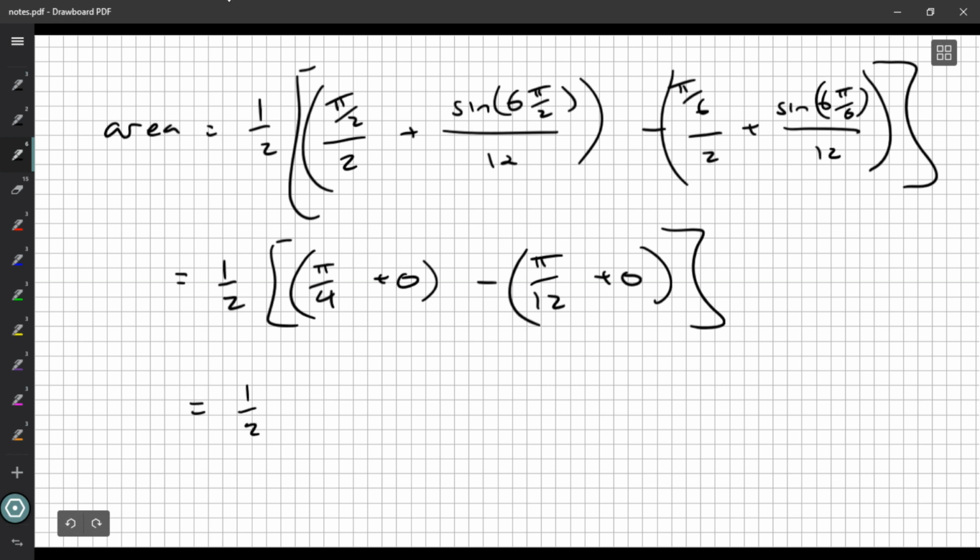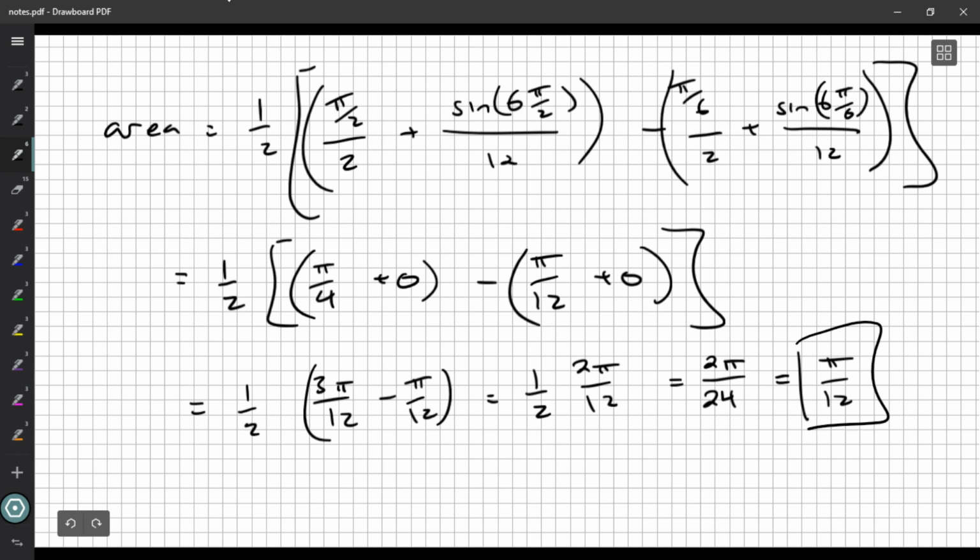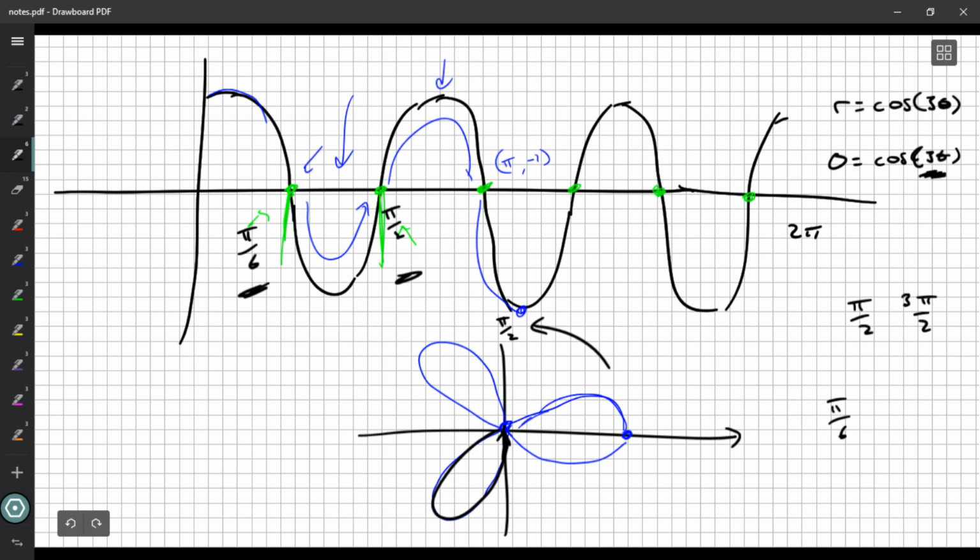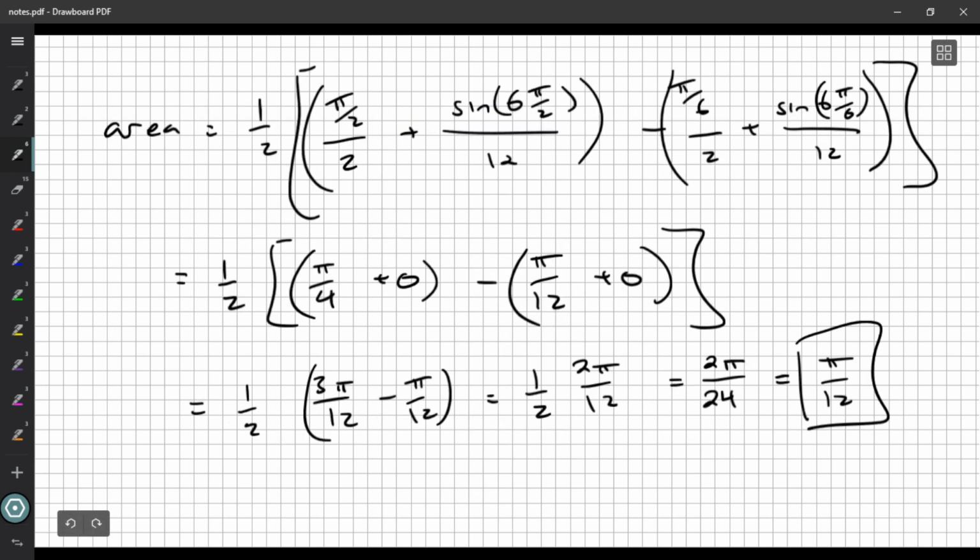So I've got 1/2 times pi by 4 minus pi by 12. I'm going to write it as 3 pi by 12 minus pi by 12. And so that'll be 1/2 times 2 pi by 12, or 2 pi by 24, or you just say pi by 12. And so that's the area of exactly one of those petals. This one down here, but they're all going to be the same because it's all the same sort of hill or valley, just shifted around a lot. And you can check the other ones can be done in the same manner. So our answer here is just pi by 12.